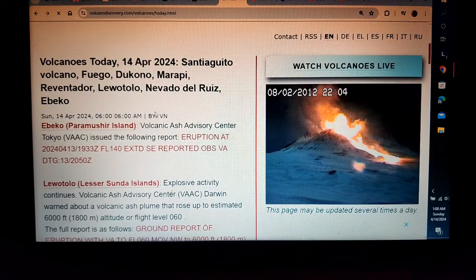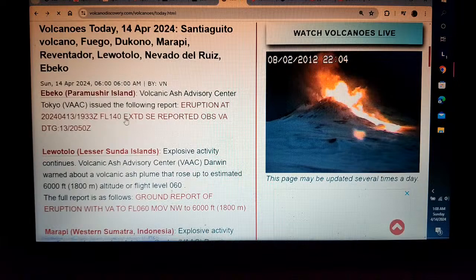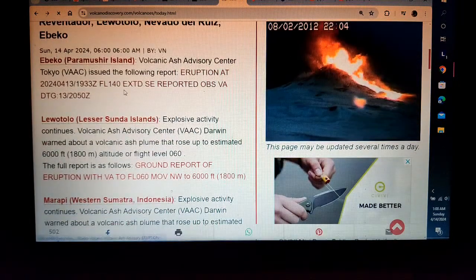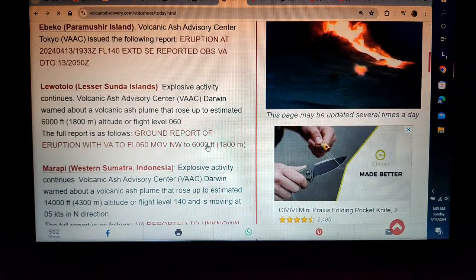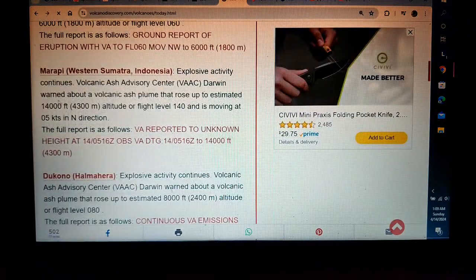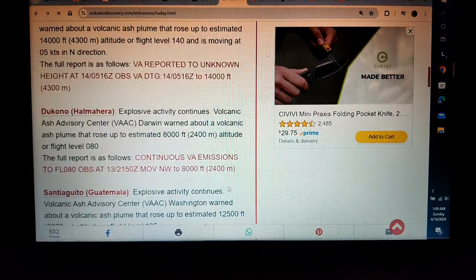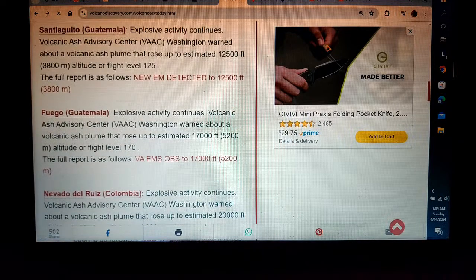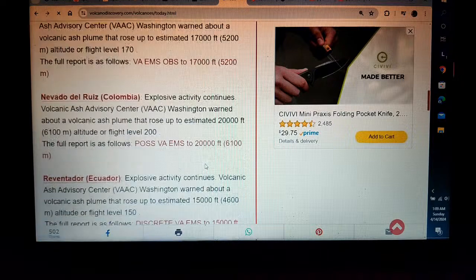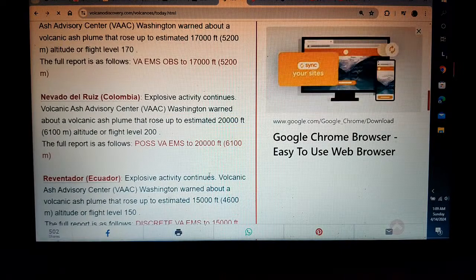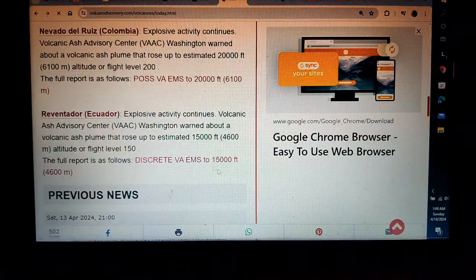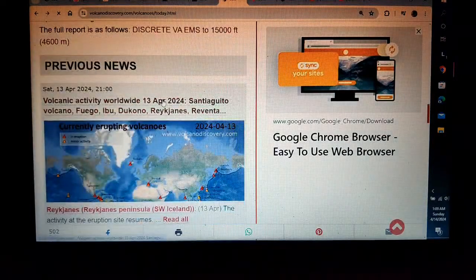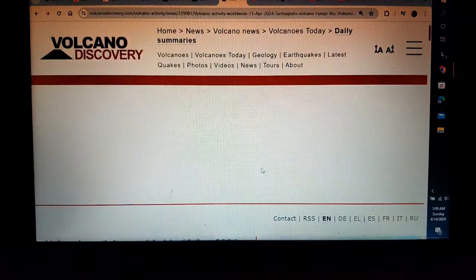Here we are already at the 14th. Ebeko, 14,000 feet. That's a tall one for Ebeko, 14,000. Lewotolok, 6,000. Marapi, 14,000, another big one. Dukono, 8,000. Santa Guido, 12,500, another big one. Fuego, 17,000, another big one. Nevado del Ruiz, our semi-active volcano, just did a semi-active 20,000 foot blast. Reventador, 15,000.